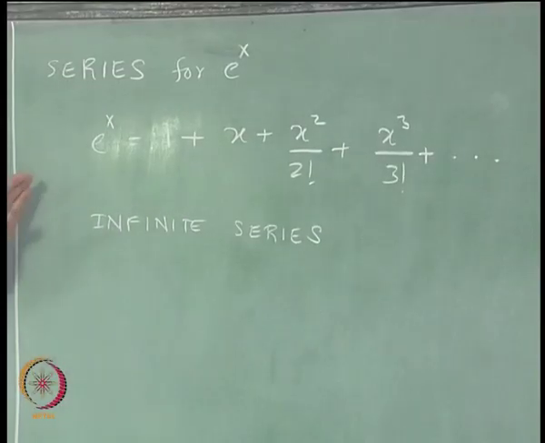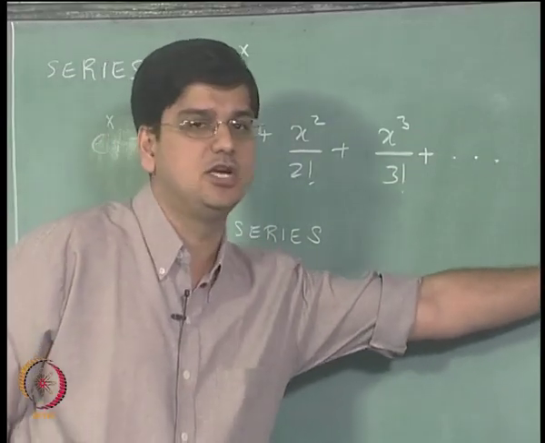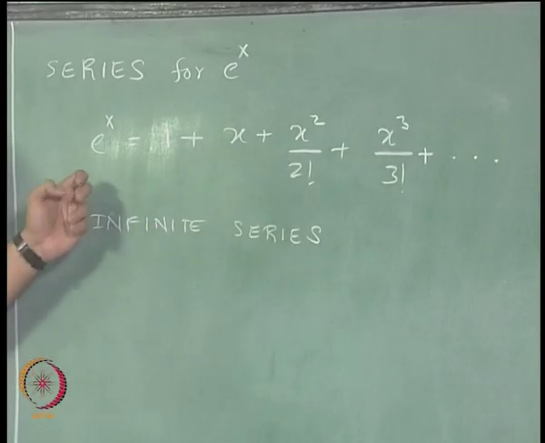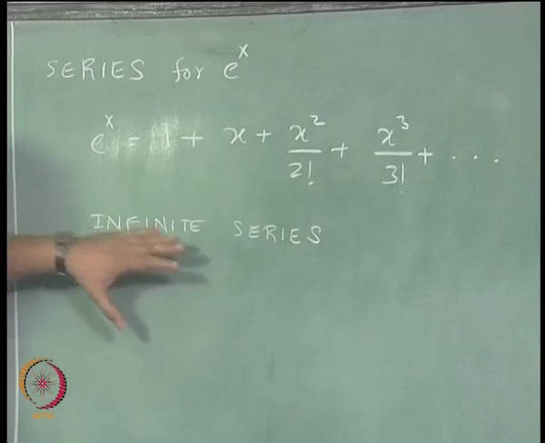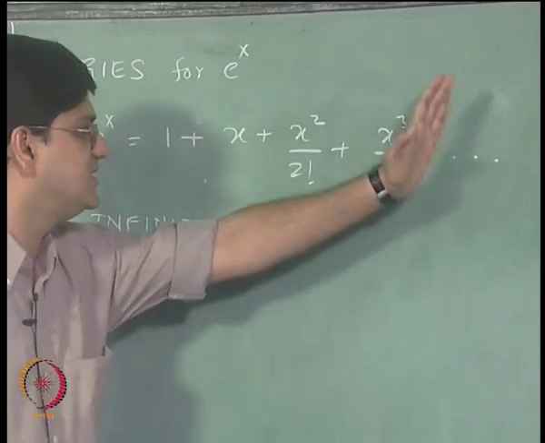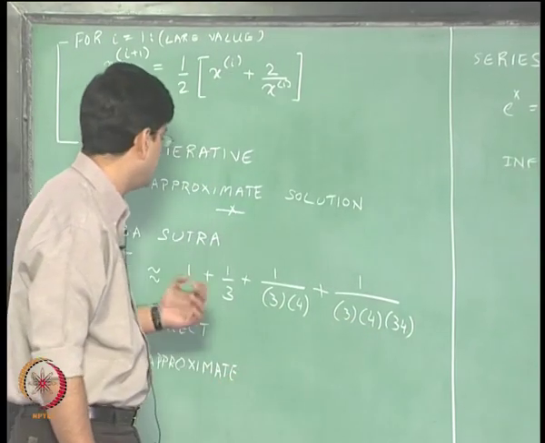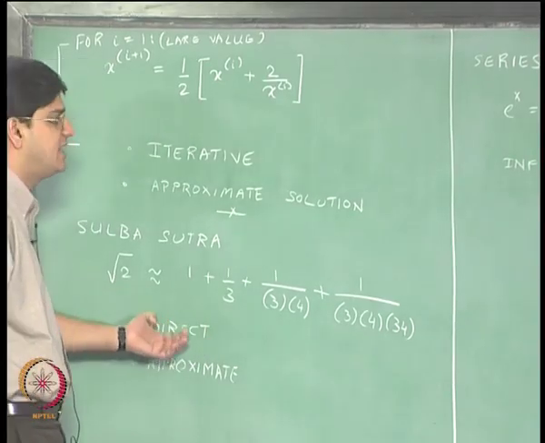And we can essentially use this particular series, we can keep adding additional terms in this series, and we will get the result closer and closer to e to the power x. So when we chop off this infinite series at a certain point, we will get an approximate solution. Okay. So the Sulba Sutra is not an infinite series, it is a finite series, and that is why the result that you get is an approximate, but it is still a direct result.